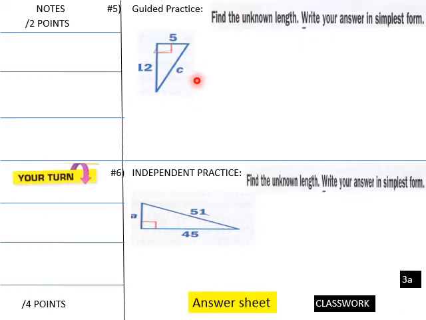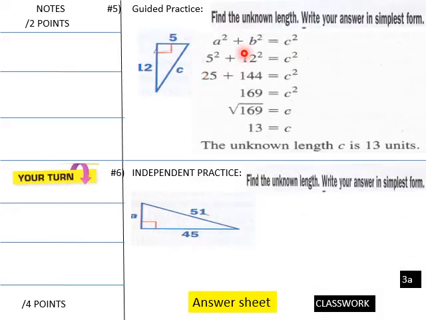So up here, what we have is that a squared plus b squared equals c squared. We have a and b. 5 squared plus 12 squared equals c squared. 25 plus 144 equals c squared. 169 equals c squared. Radical or square root of 169 equals c. 13 equals c. So the unknown length up here of this right triangle is 13 units.